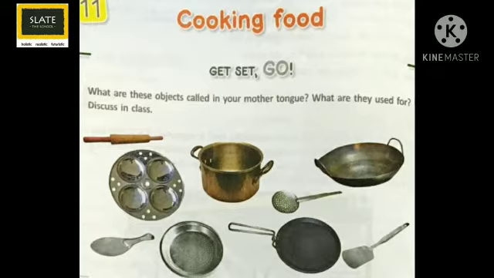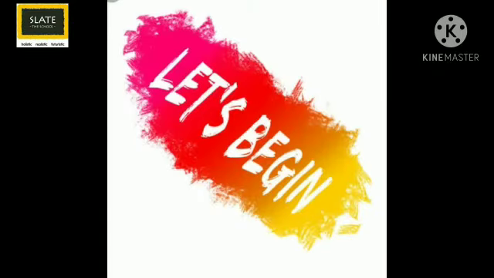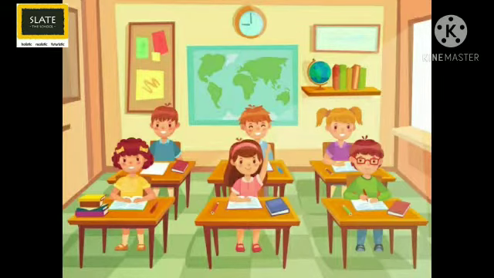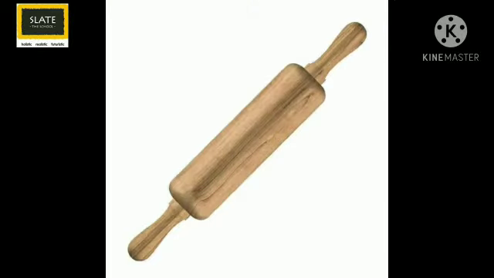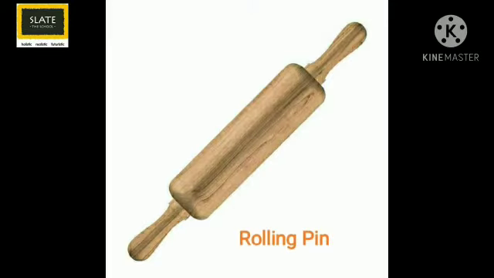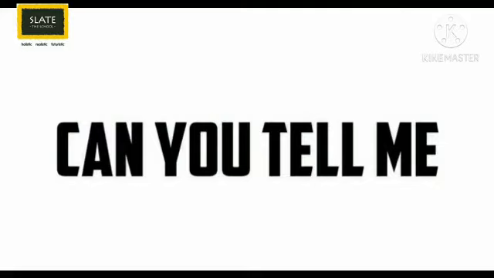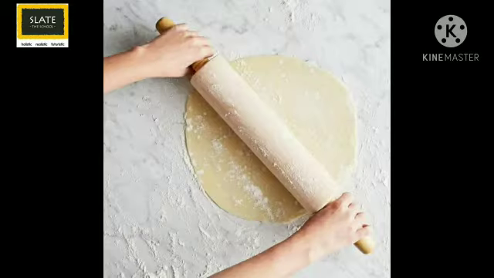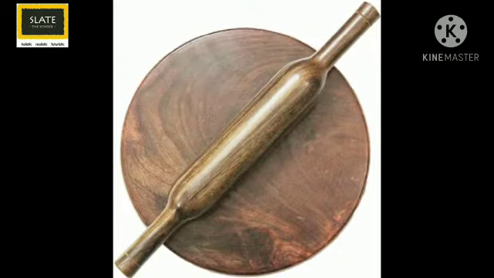Besides asking the names of these objects, the exercise also asks you to tell the function of these objects. So let's begin with the first object. Now Slaters, I am sure you all must have seen this in your kitchen. What is this object? Yes, it is a rolling pin. Now can you all tell me what is the use of this object? Yes, a rolling pin is used to flatten the dough into chapatis or parathas. It is made up of wood.